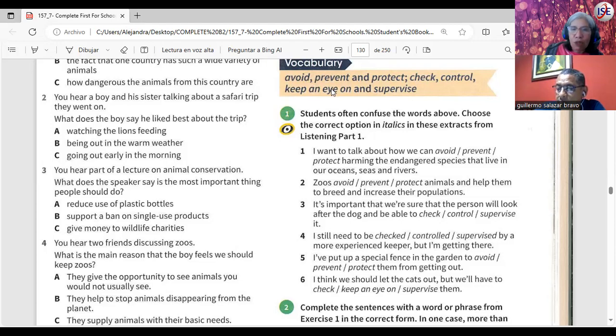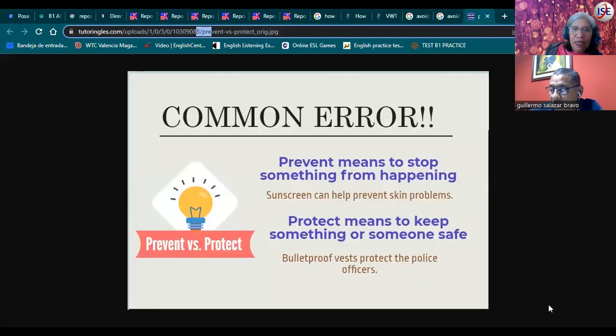But what's the difference between prevent and protect? Actually, the difference is this. Prevent means to stop something from happening. And protect means to keep something or someone safe. Okay? So prevent is when you take measures or you take action before, to stop something from happening.